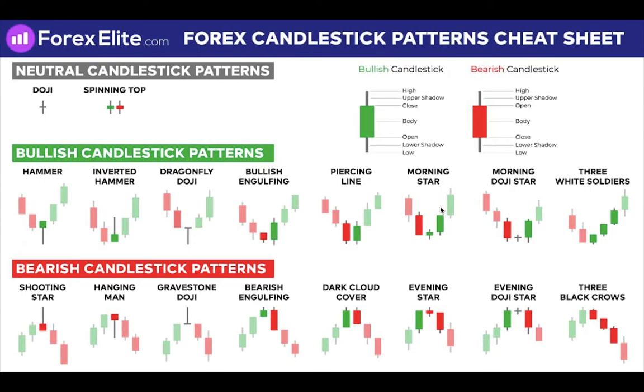So what do you think a morning star does? You have been waiting and waiting. You know, joy comes in the morning. So it is the bullish reversal pattern.